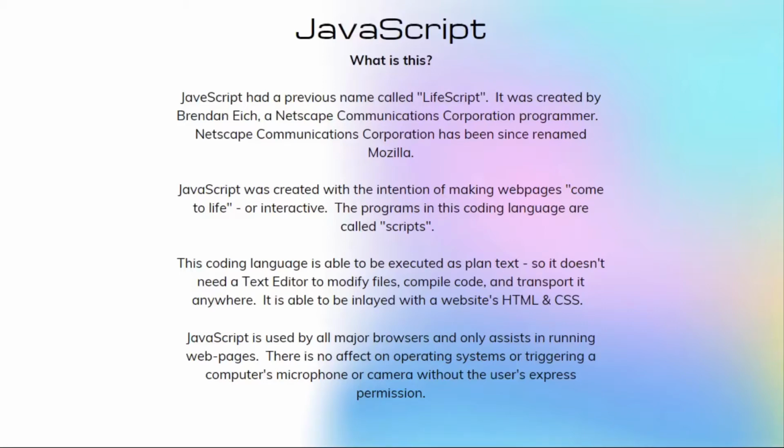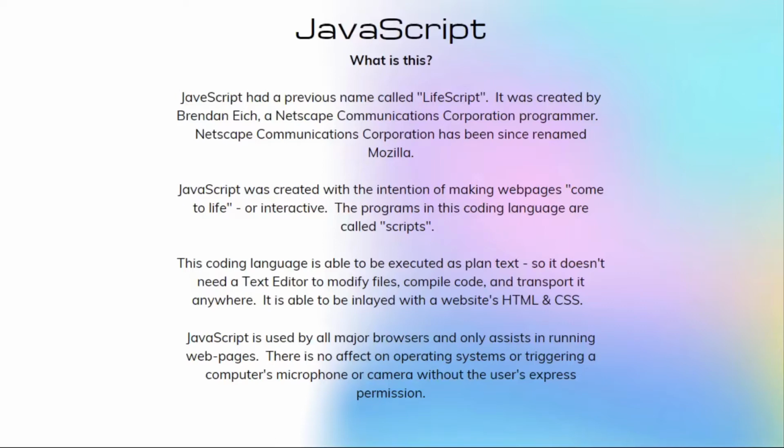What exactly is JavaScript? JavaScript, during its development and early release, was going by the name of LiveScript. It was created by Brendan Eich, a Netscape Communications Corporation programmer. Since then, Netscape has been renamed Mozilla. Yes, the same company created the Mozilla Firefox browser.